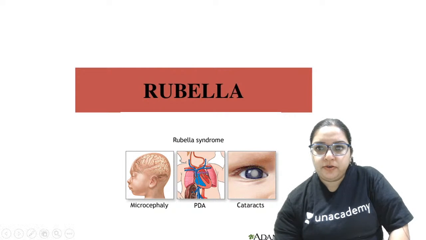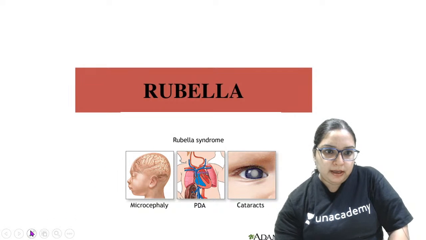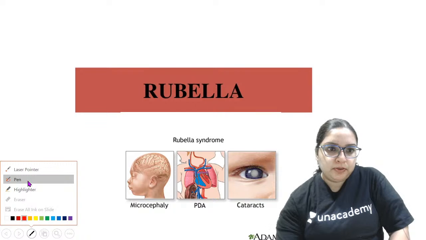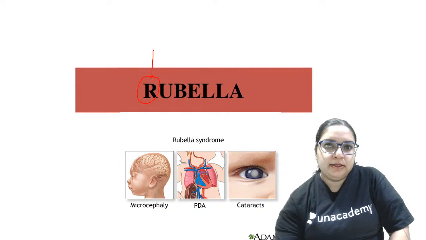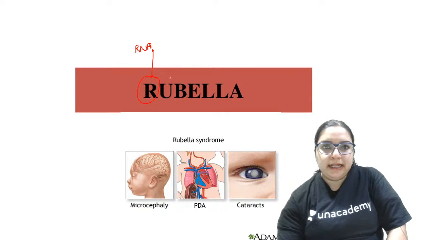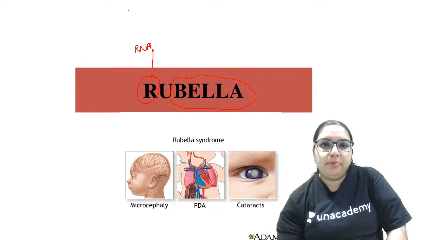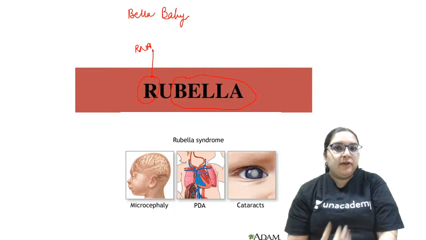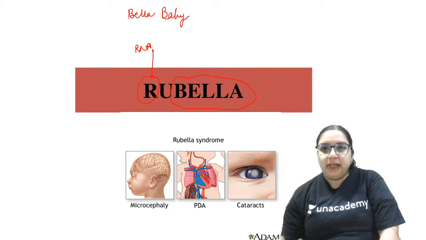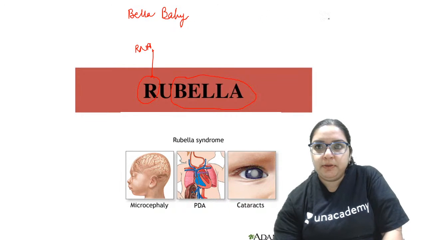First of all, let me tell you one thing. When we are talking about congenital rubella, from this R you can itself remember that it is an RNA virus. Now let's come to this Bella. We have a very beautiful mnemonic, Bella baby. Bella means beautiful. Of course, I have not discovered this type of studying, this is something that we have also learned, so I'll just share this with you all so that it will be easy for you.